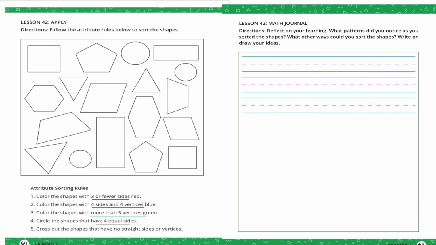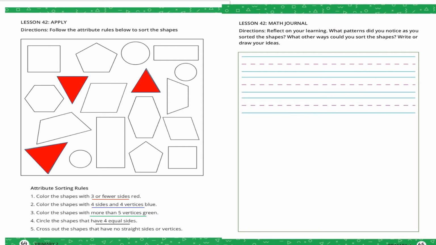Now, follow the attribute rules to sort the shapes. Number 1. Color the shapes with 3 or fewer sides red. Do we have any shapes with fewer than 3 sides? No. The least number of sides is 3. And the shape with 3 sides is called what? Triangle. Yes, great. So we will color all triangles red.